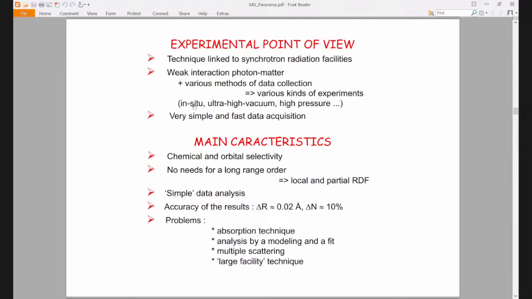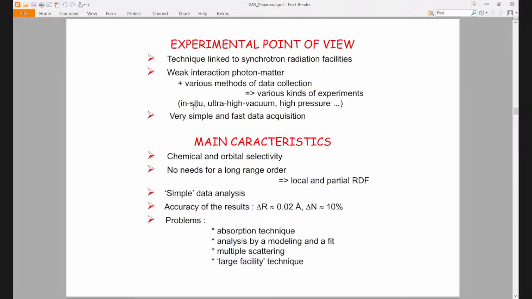The data analysis is simple. With the formula I showed you it is simple, but actually it's just the beginning of something which is a little bit complicated. The accuracy, that's maybe the problem. Since you have only an interference process of the wave function of the electron between photons like that, the accuracy cannot be very, very high. And actually, it is of the order of 0.02 angstrom.